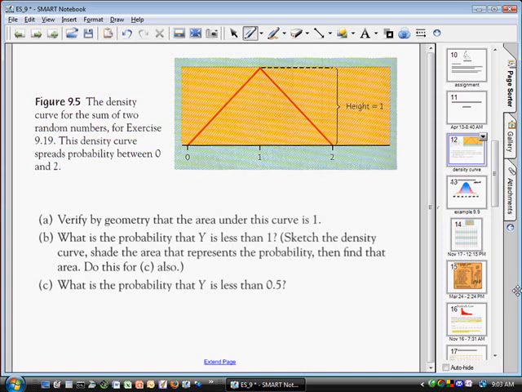Good question to get us back into this. Verify by geometry. Well, we just did that. Part B. What's the probability that using this density curve we will have a value less than 1? Okay, now what you need to do in order to answer a question like this is mark right on the drawing. So I'm having strange results today. Sorry about this. Let's see if I can do it with a mouse.